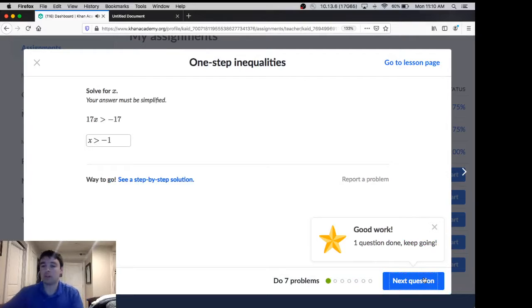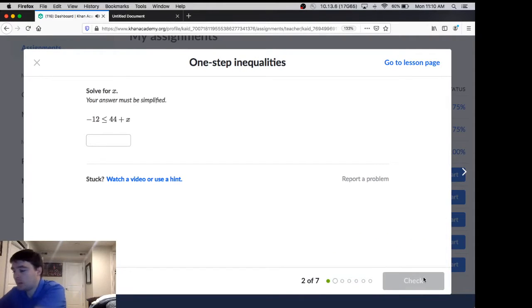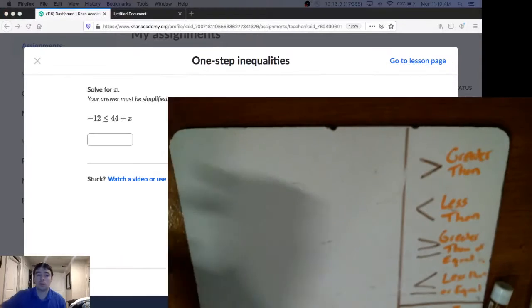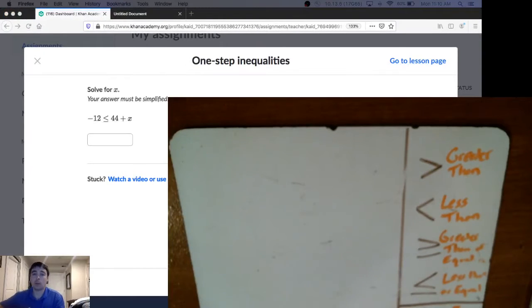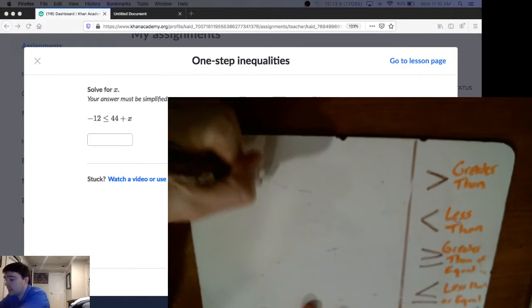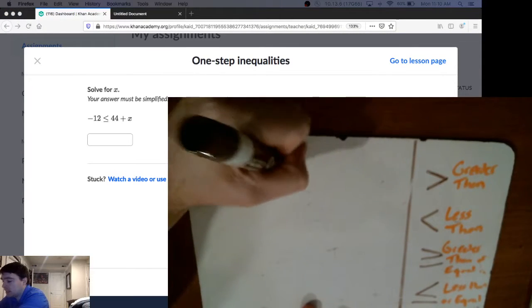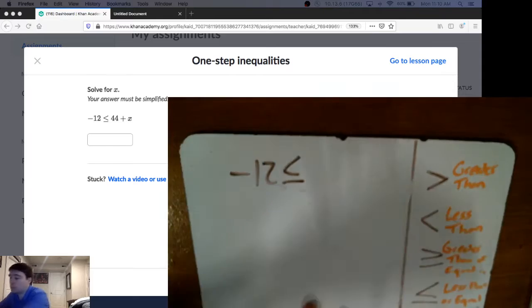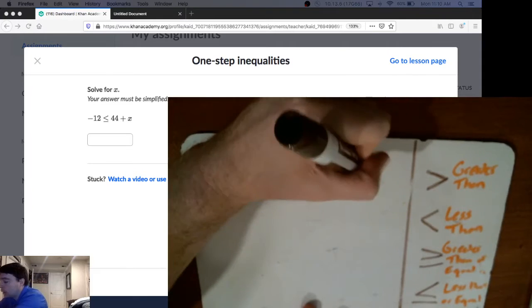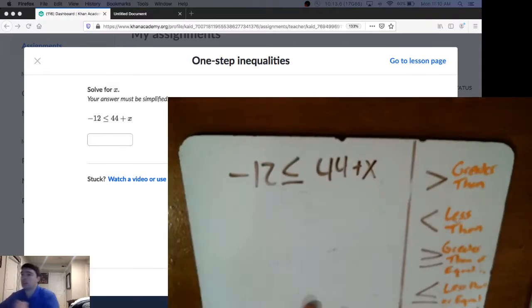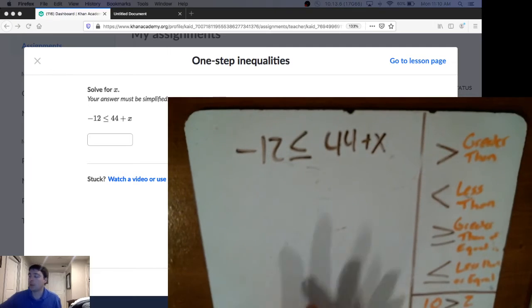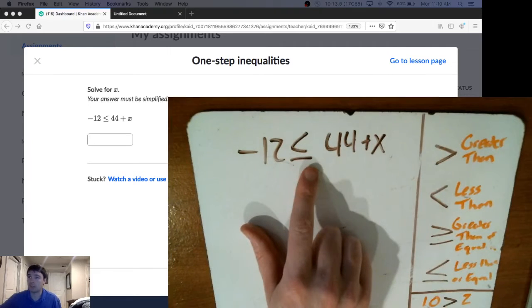Looks like we got that one, so we're going to move on to our next question here. So now we see this inequality. It says negative 12 is less than or equal to 44 plus x. So this inequality states negative 12 has to be less than or equal in value to whatever 44 plus x makes. Again, my goal when I solve inequalities is much like solving equations.